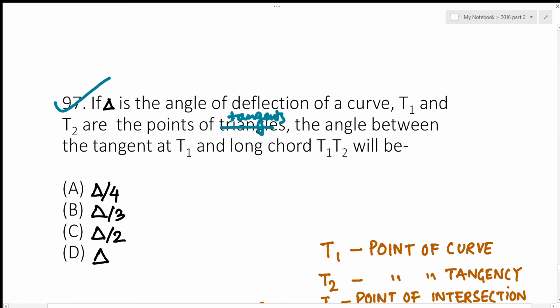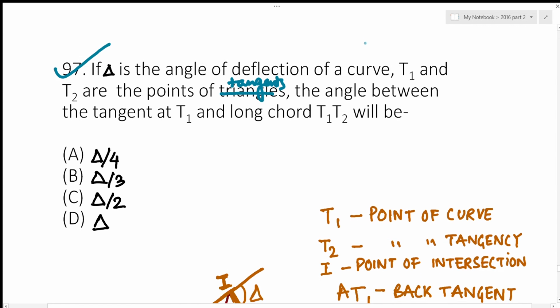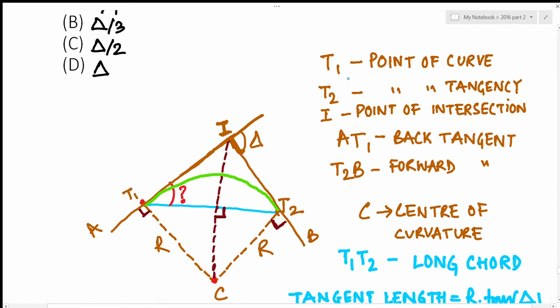The angle between the tangent at T1 and long chord T1, T2 will be. Now this is a simple curve T1, T2. This is the angle marked in red. They want to ask you what should be the angle. For simple curves, you should remember some points.